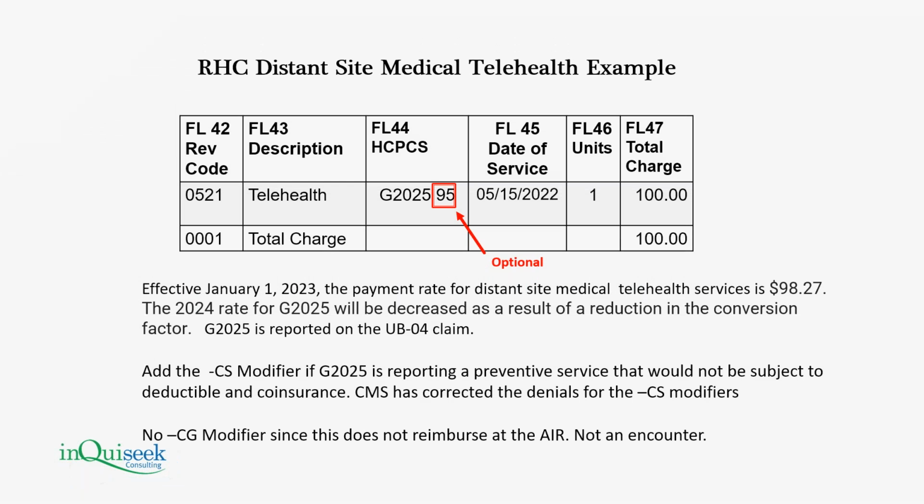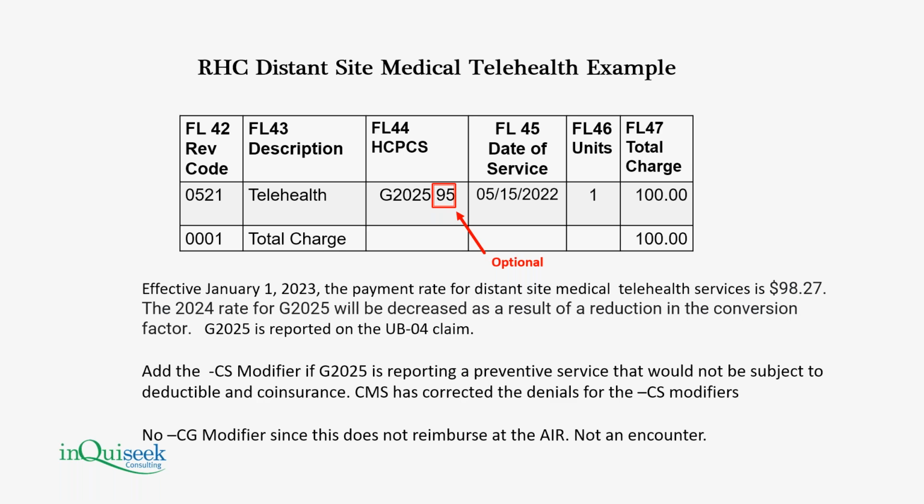Okay, telemedicine for 2024, trying to get to the end here, guys. Got 10 minutes. I have a lot of content here. So we can continue to bill for distant site medical telehealth through the end of 2024.